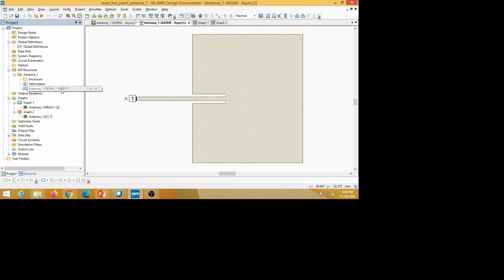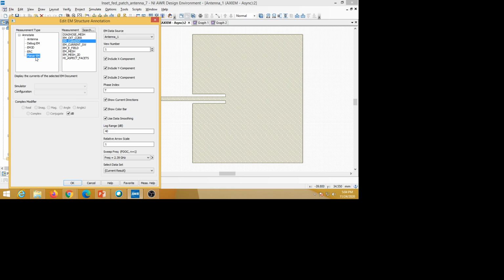Okay, so this annotation will appear here. See, below this information, this is antenna 1 that we have created. This was not there. By adding this annotation we will be getting this. Okay, so now again one more thing we have to do. Go to the properties, go to annotation. See, what we did here: EM plane, you take EM current here, antenna, and you changed it to 40 dB, and the frequency is this, and here you can close it. Okay, this is okay.